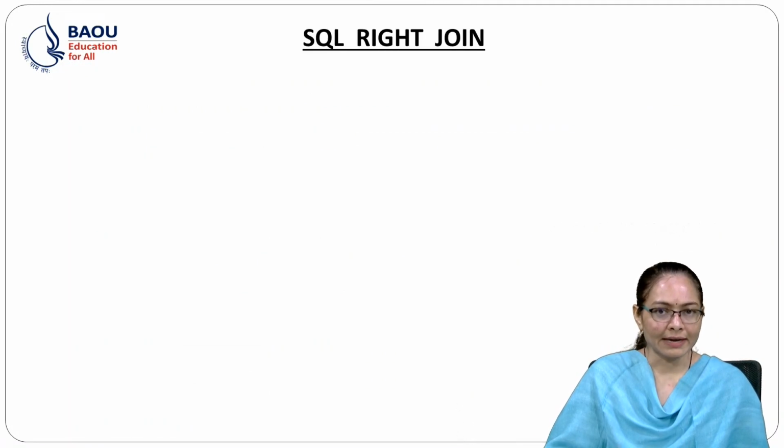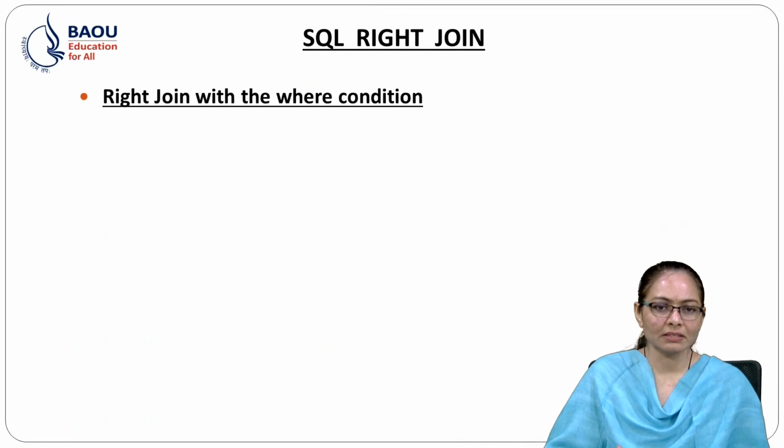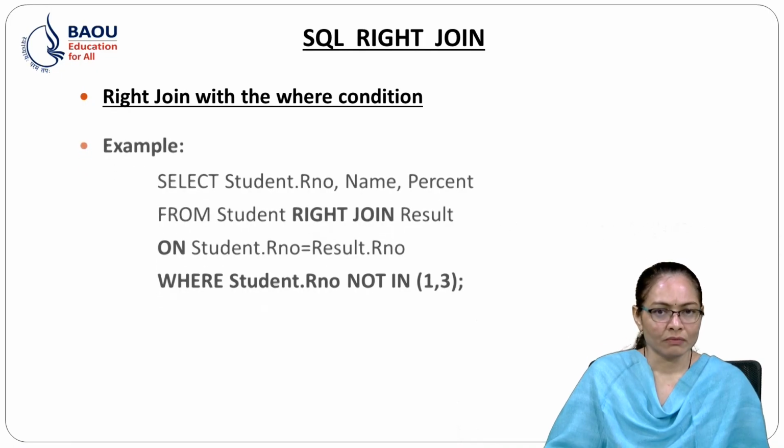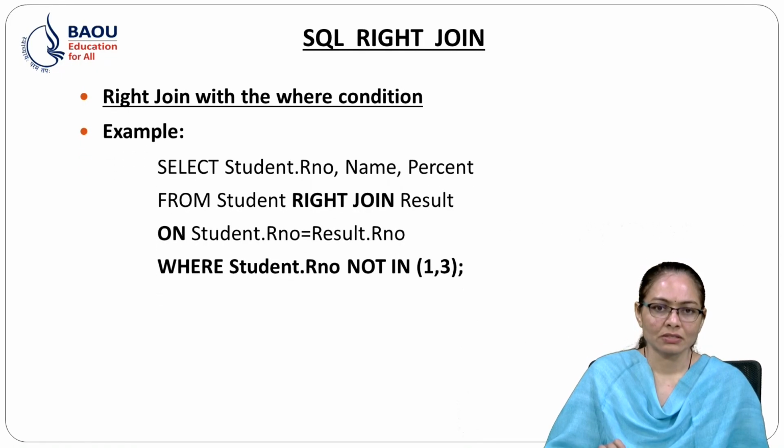Now the right join with the where condition. Here in the example, the same query is used with the where condition. For example, select student.roll_number, name, percentage from student right join result on student.roll_number is equal to result.roll_number, where student.roll_number not in 1, 3.